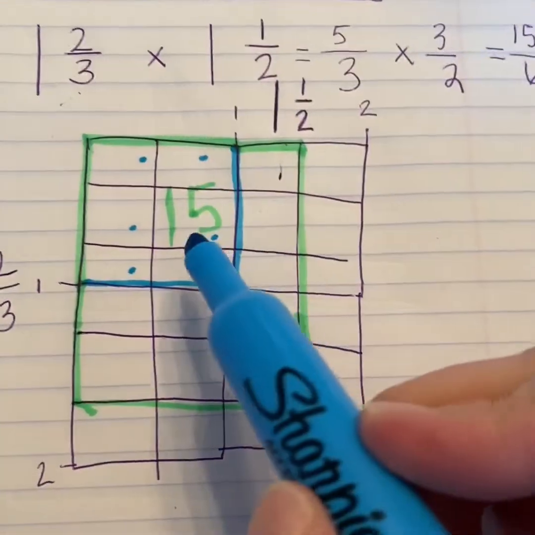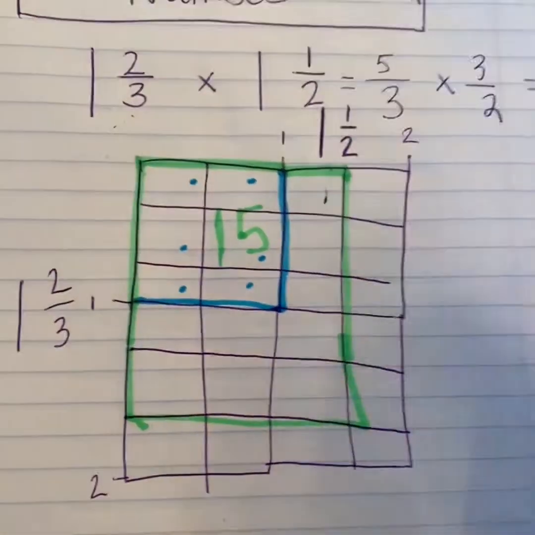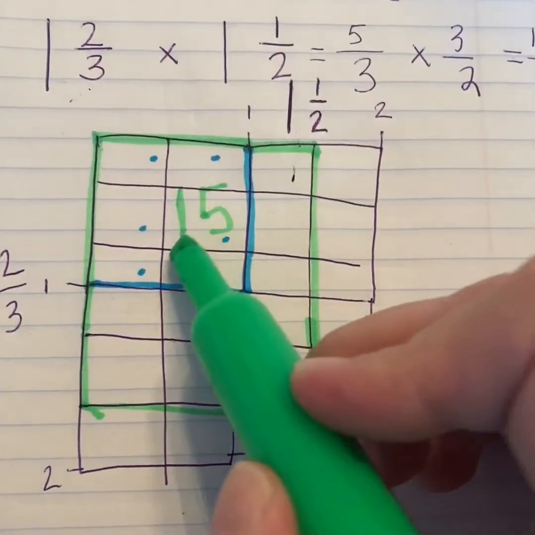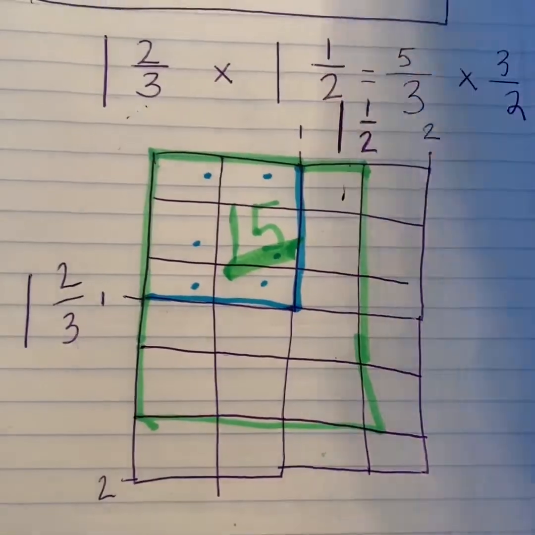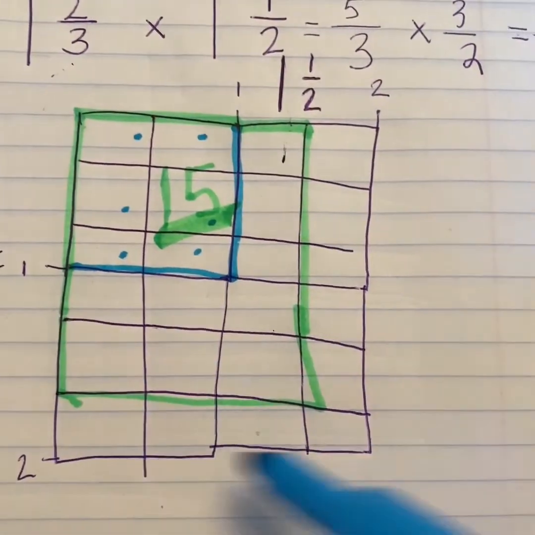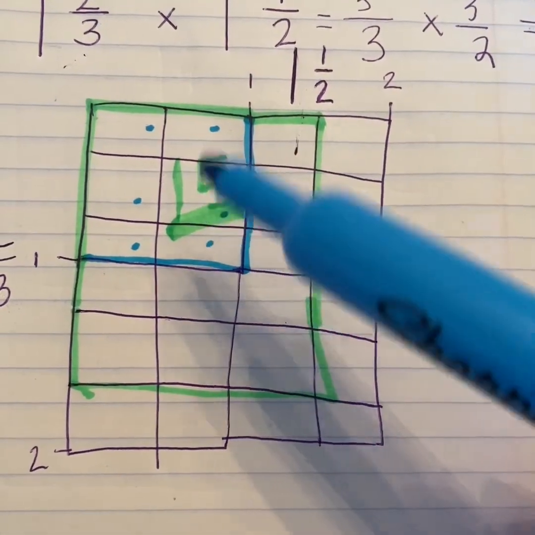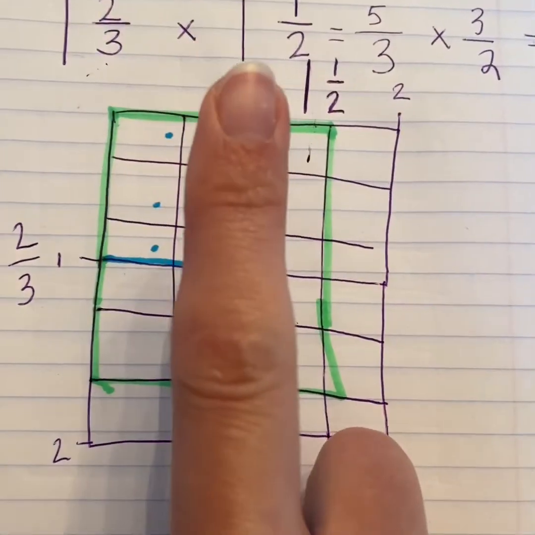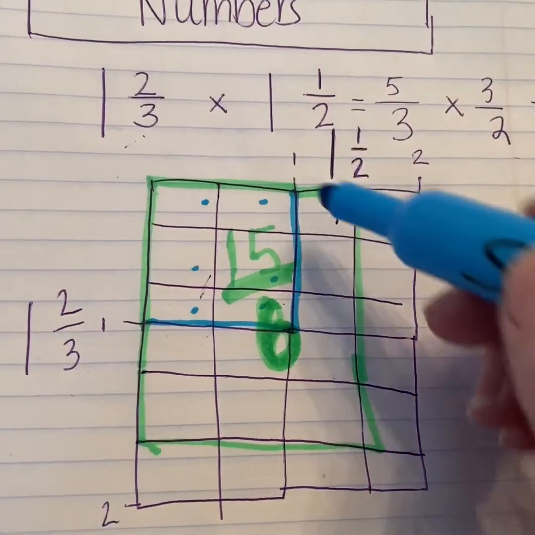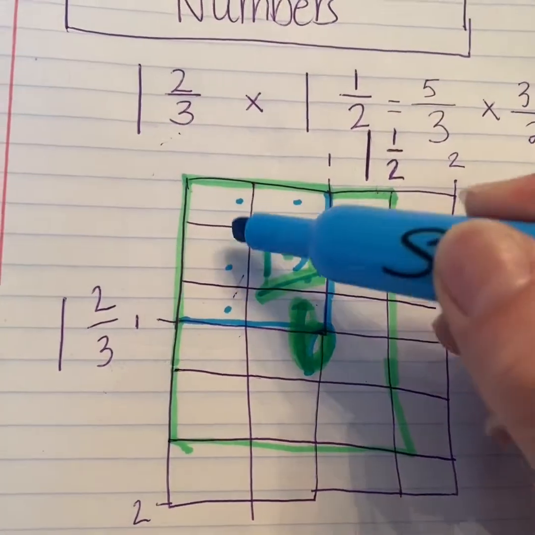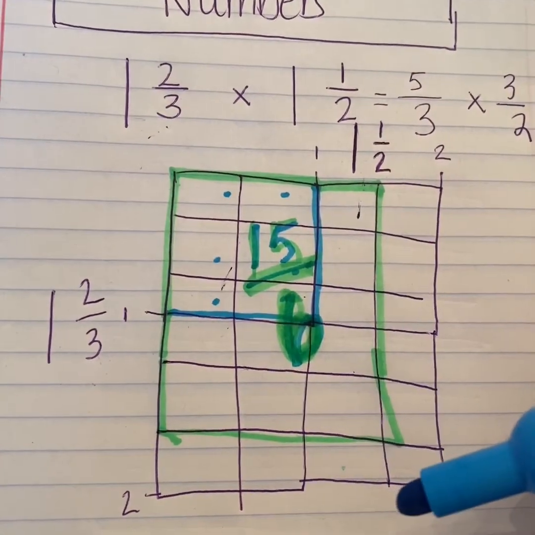Now, I already know that I have 15 total pieces, so I need to know 15 out of how many? The answer is not going to be out of the whole entire piece. It's going to be 15 out of what makes 1 whole. Now, hopefully you said, oh, okay, 15/6, right? Because 6/6 makes a whole.